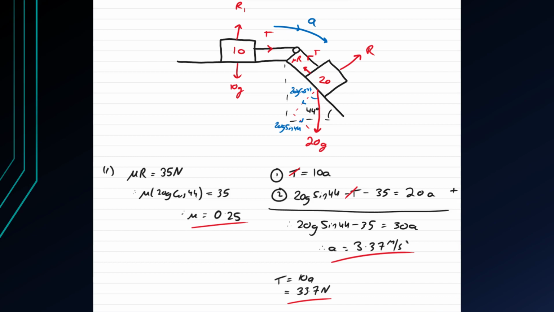So that's the acceleration. The tension in the string is just 10 times the acceleration. So 10 times this is just 33.7 newtons. And that's the solution to that problem.